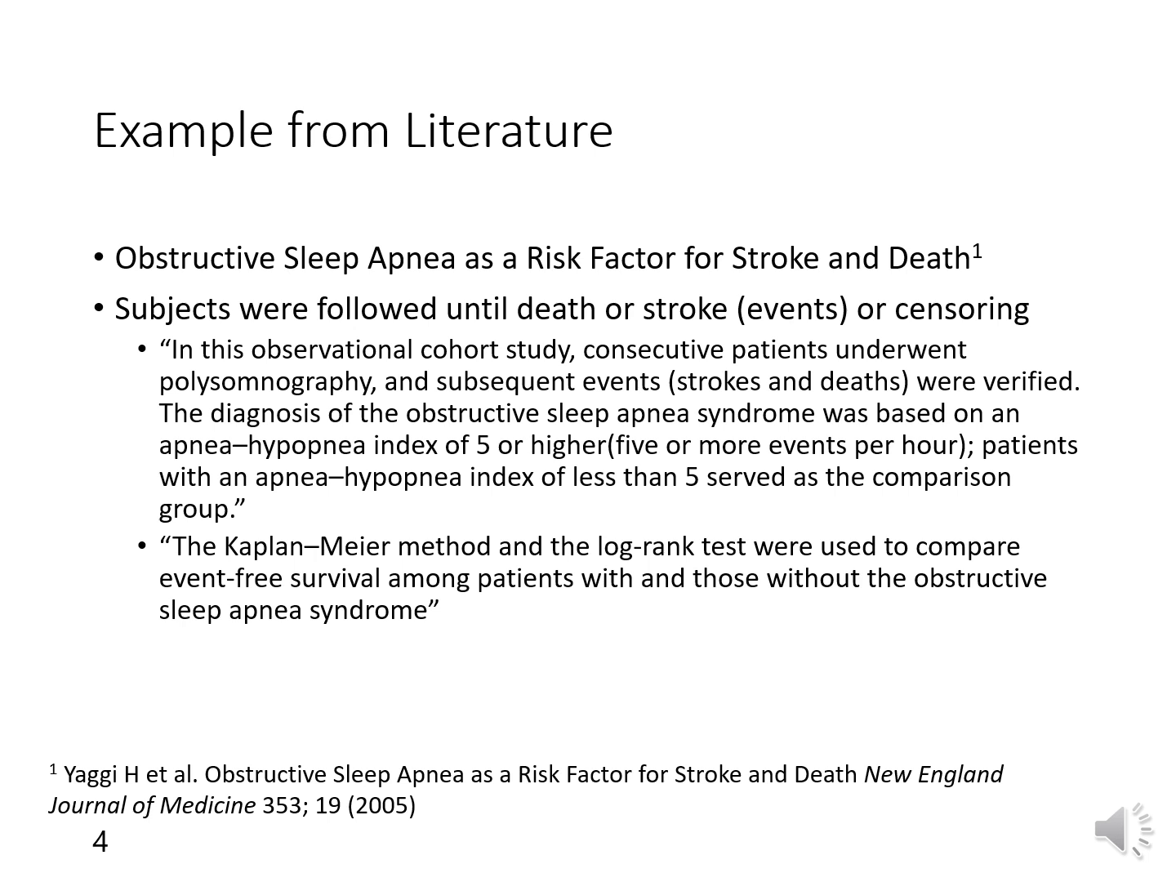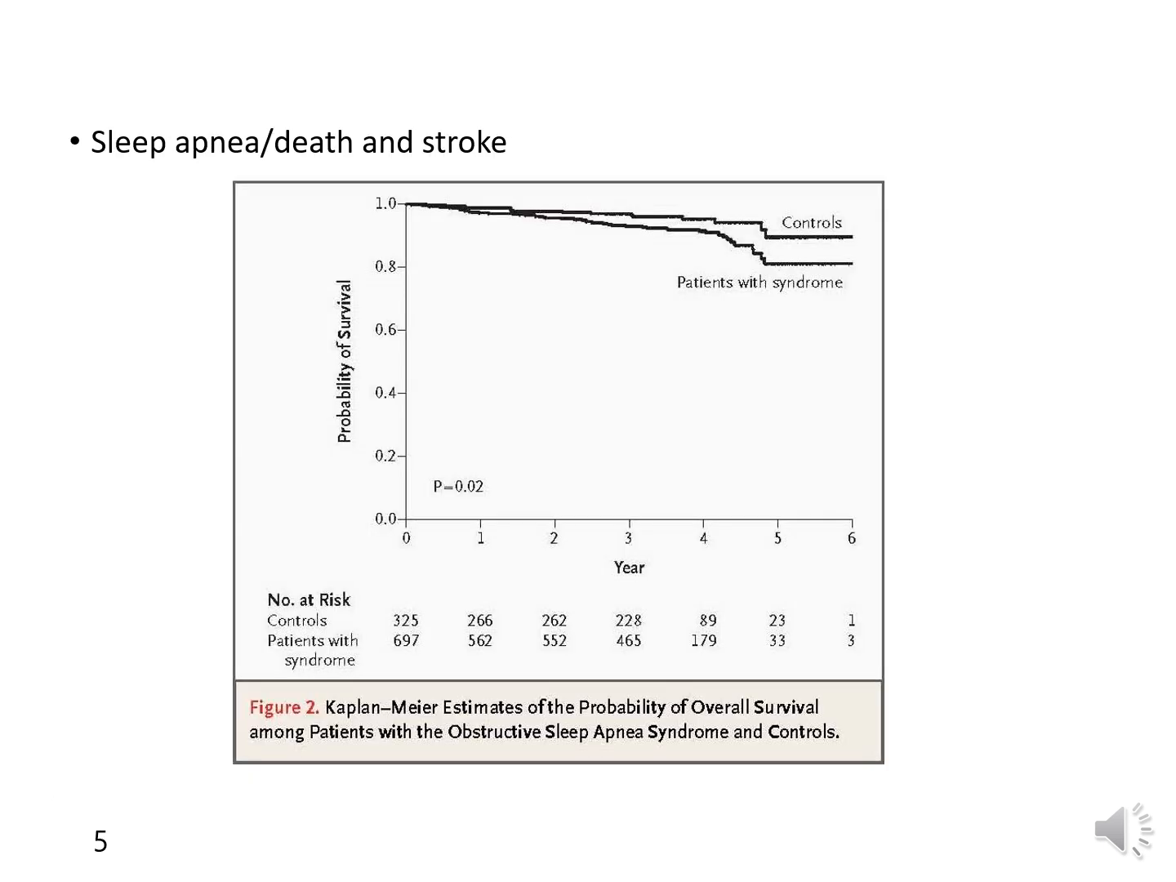This slide shows a real example from the literature, a study on obstructive sleep apnea and risk of stroke or death. Participants were followed up over time until either the event occurred or they were censored. To analyze this type of data, they used the Kaplan-Meier method to estimate survival and compared groups using statistical tests. So this highlights how survival analysis is widely used in real-world epi studies to track outcomes over time. And the graph illustrates this survival analysis.